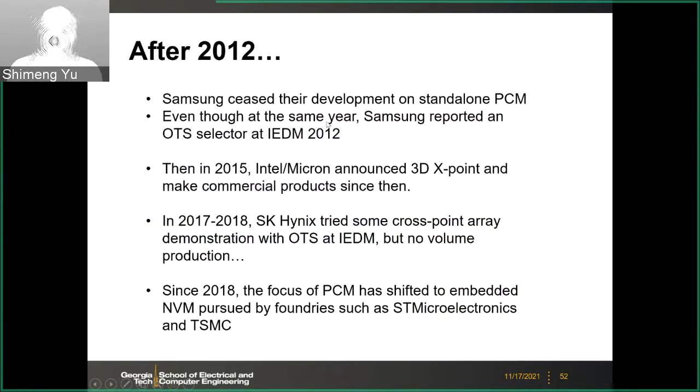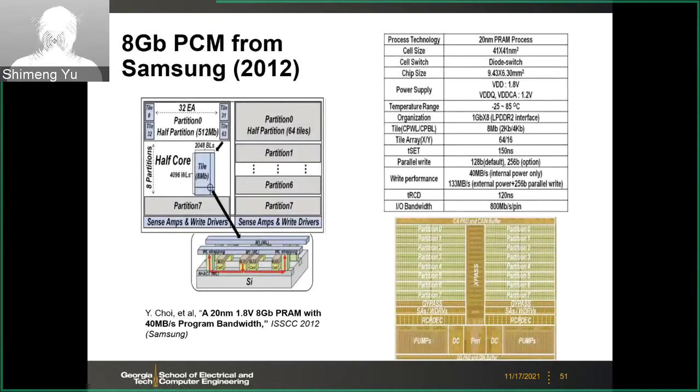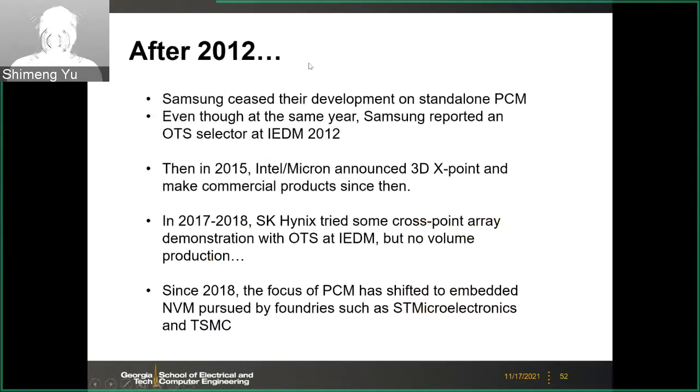And even though in the same year Samsung reported an OTS selector, and we discussed selectors in the previous lecture. In this particular design, they use a silicon diode, but if you want to do multi-tier, as we said, you cannot use silicon as a diode. So you need this OTS, this ovonic threshold switch selector, and Samsung reported that in 2012 IEDM. But after that, no news from Samsung.